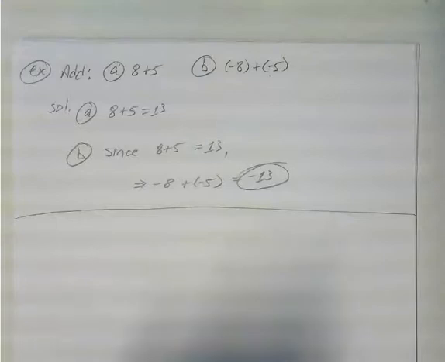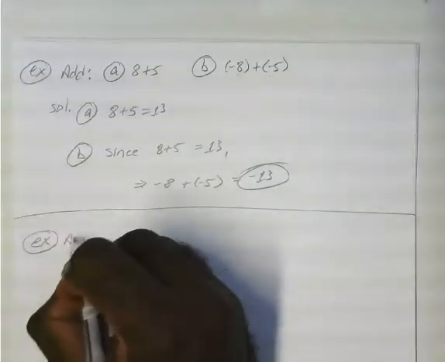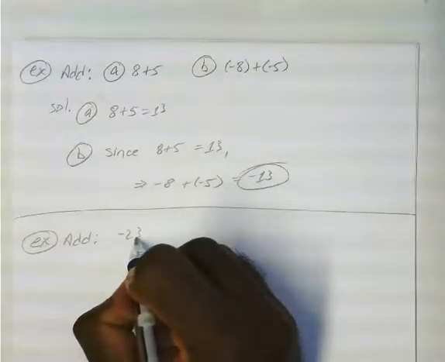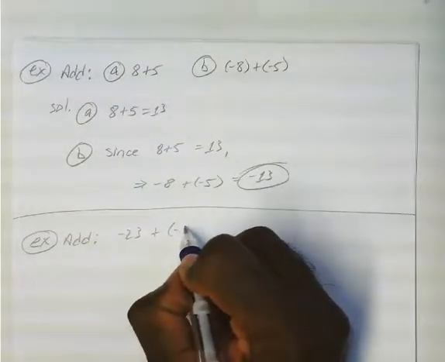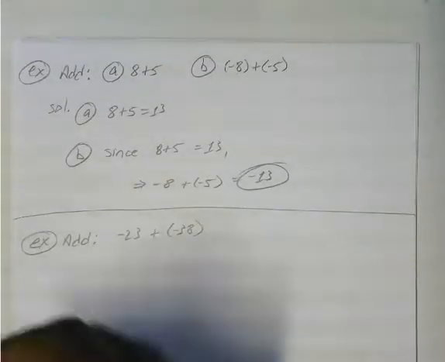Okay, now I want you to try to solve the next problem. If you want to add negative 23 plus negative 38, go ahead and push pause. I want you to solve that one, and when you're done, you can start on it. All right, so I'm assuming you push pause, you worked it out, and just verifying that your answer is right.